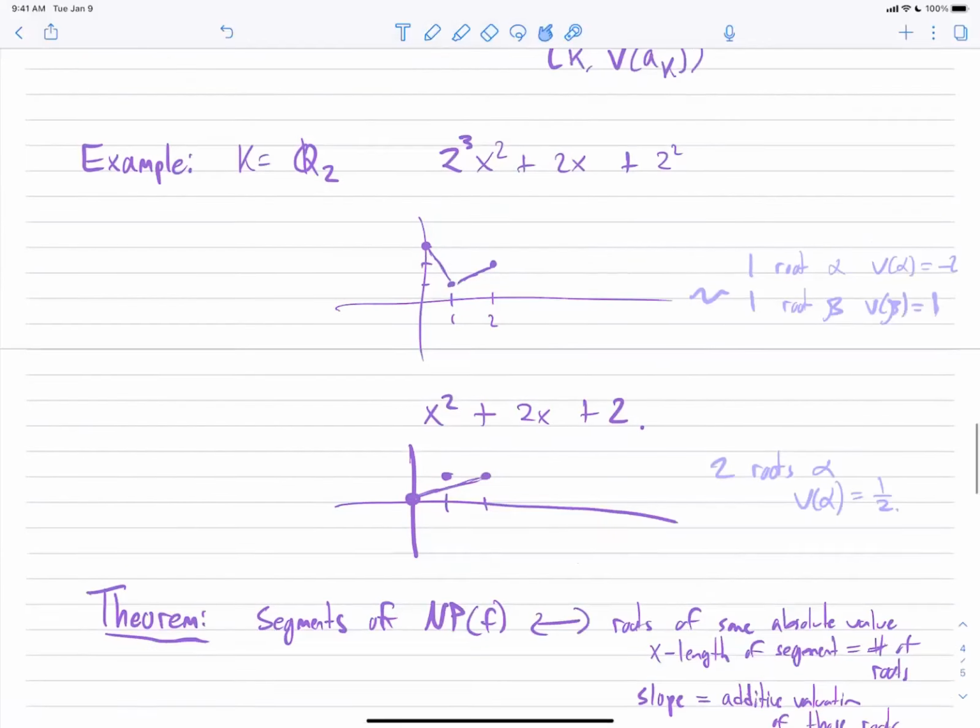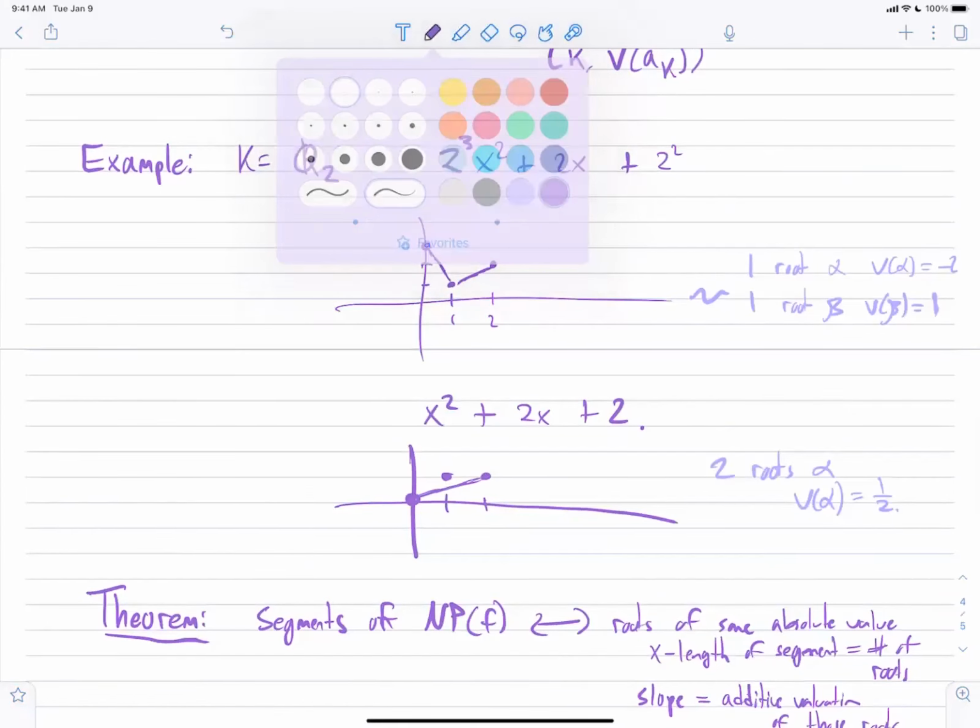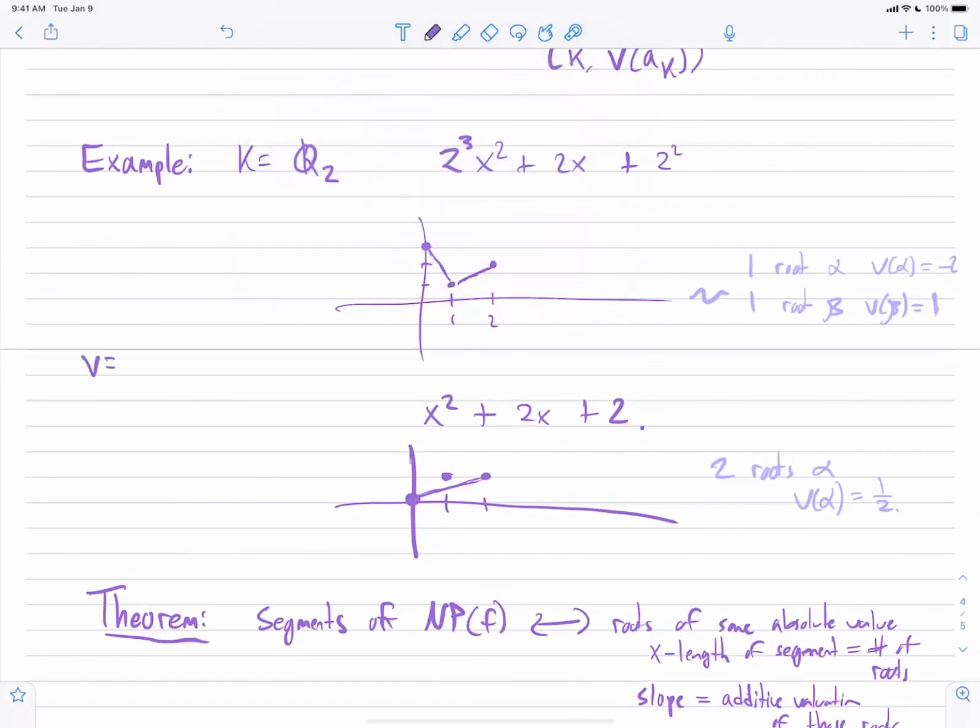and if we take both these examples, I'm taking v to be log base 2 of the absolute value, the 2 absolute value. So v is really just the power of 2 dividing. Well, here none of these roots alpha can be in Q2, because everything in Q2 would give you an integer valuation, whereas here 1/2 is not an integer. So the roots of this aren't in Q2, so this quadratic polynomial has to be irreducible.